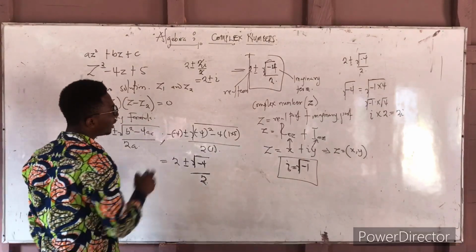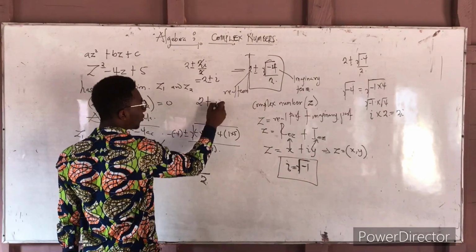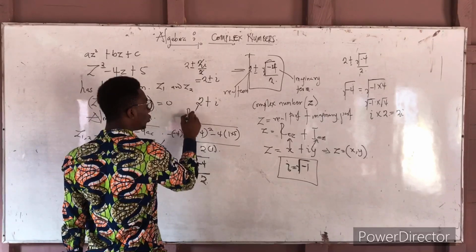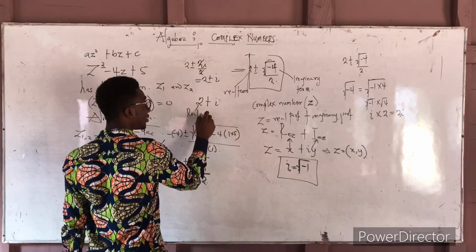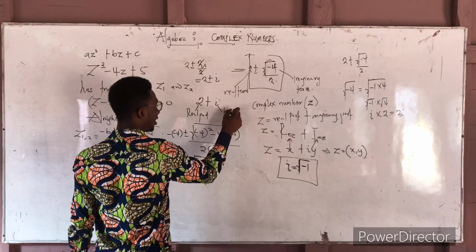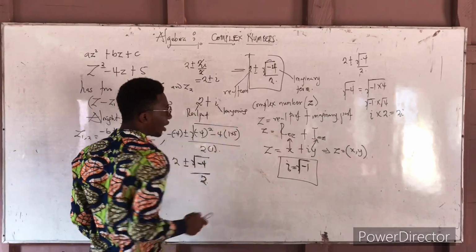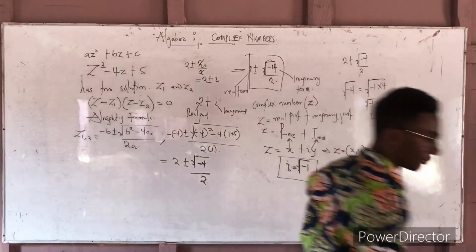Okay, so this result, with the plus or minus i, has the real part and i as the imaginary part.